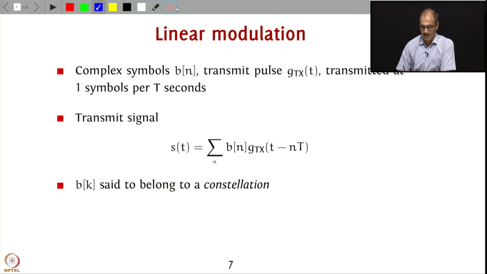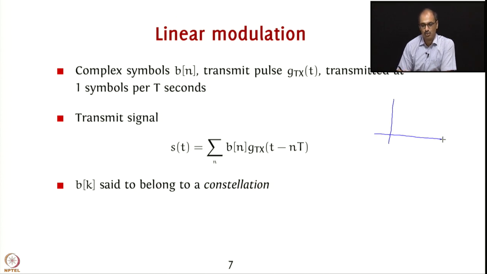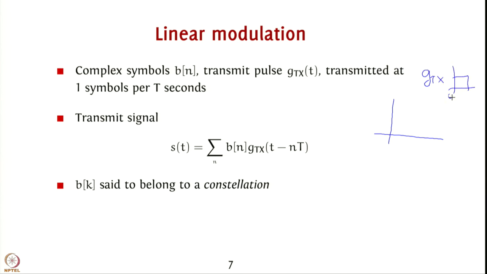Let's say I choose g_tx to be a rectangular signal, let's say from 0 to T. And let's say that my b0 is 1, b1 is 3. That means you are sending 1 here from 0 to T, and 3 from T to 2T. So I chose a rectangular signal.